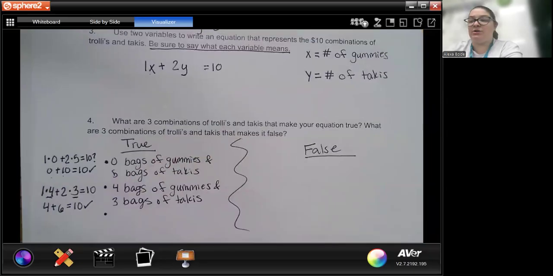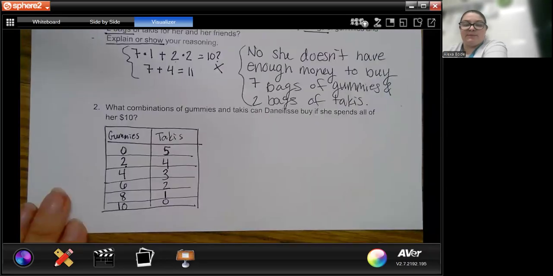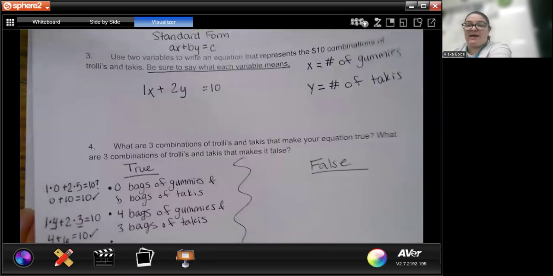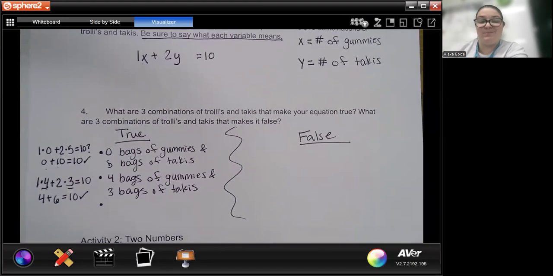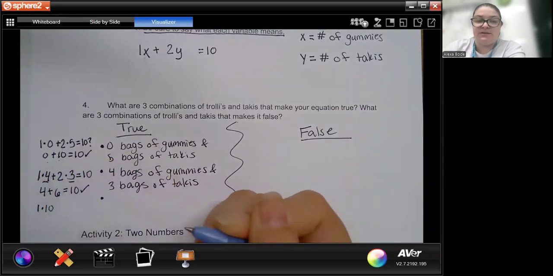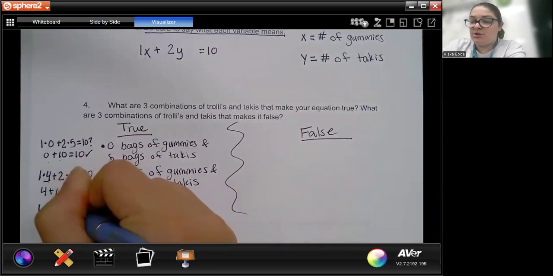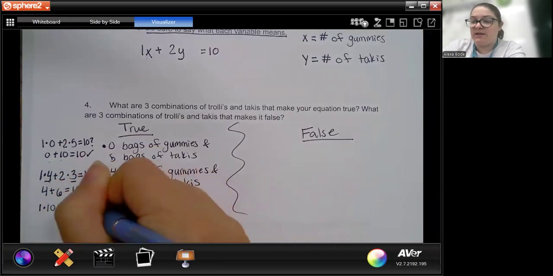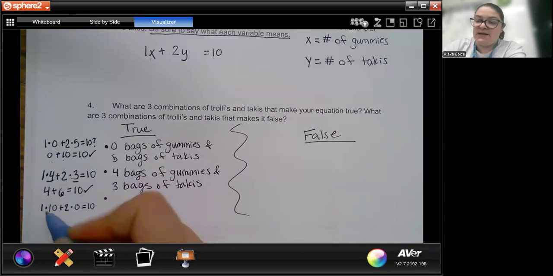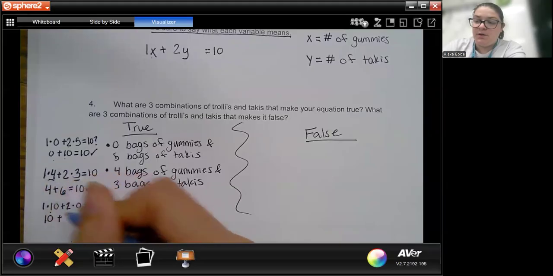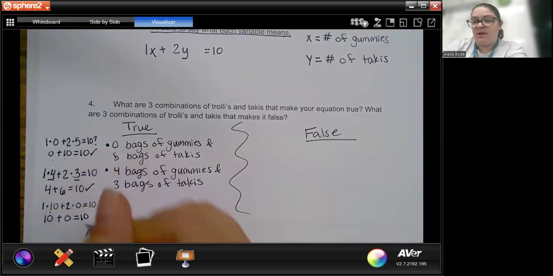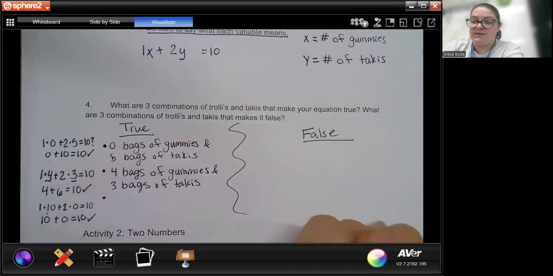And we need one more true one. We can pick any from this table because I already kind of went over once. So let's look at just 10 bags of gummies. So $1 times 10 bags of gummies plus $2 times 0 bags of Takis, does that equal 10? 1 times 10 is 10, plus $2 times 0 Takis is 0. 10 plus 0 is 10, so that does work.